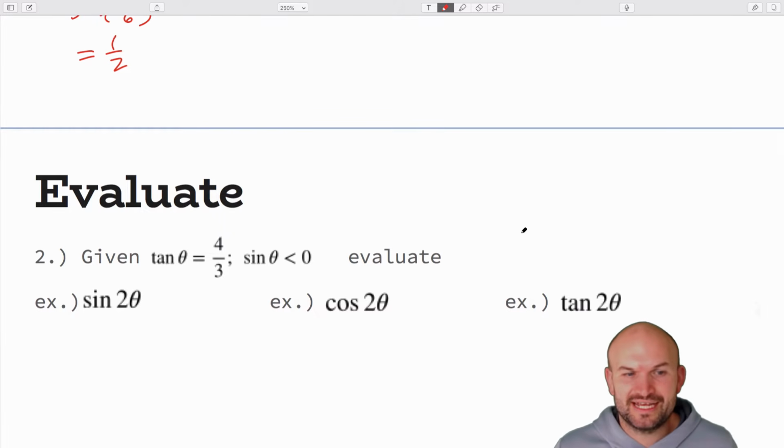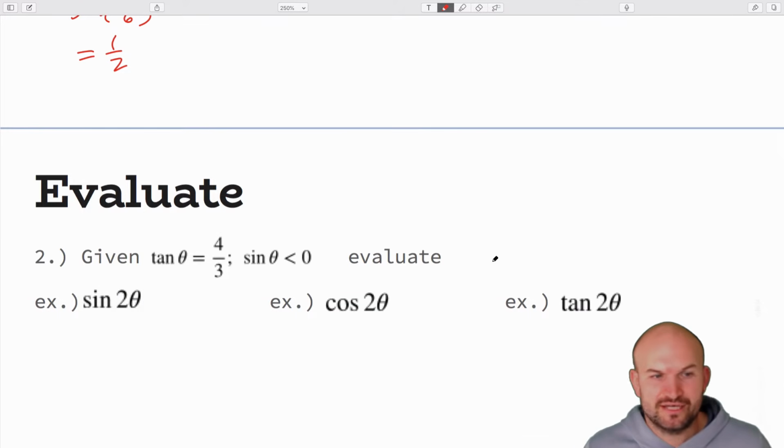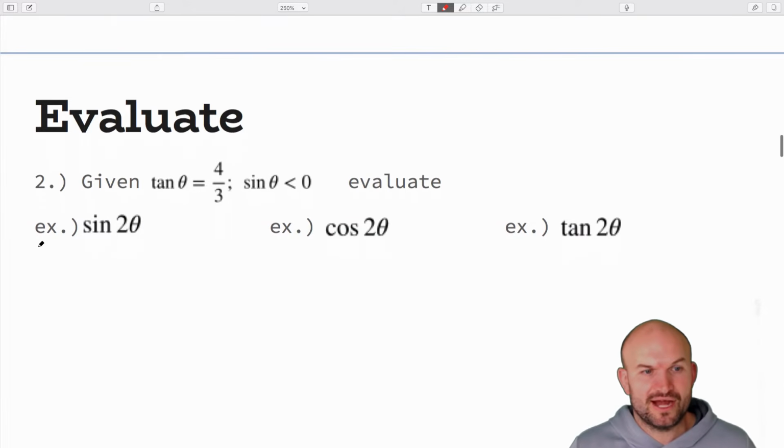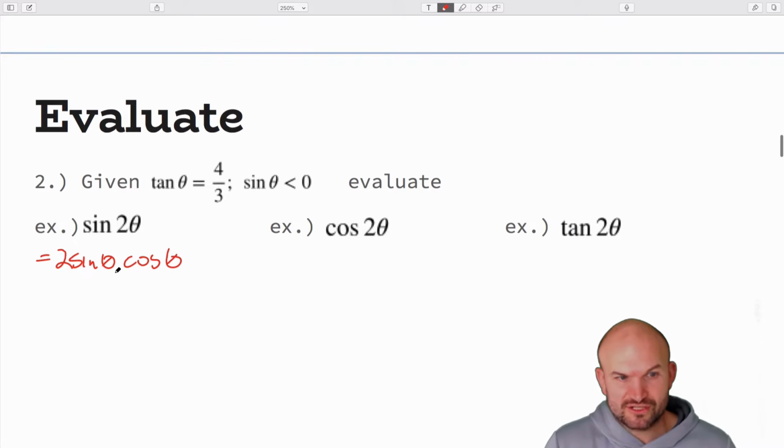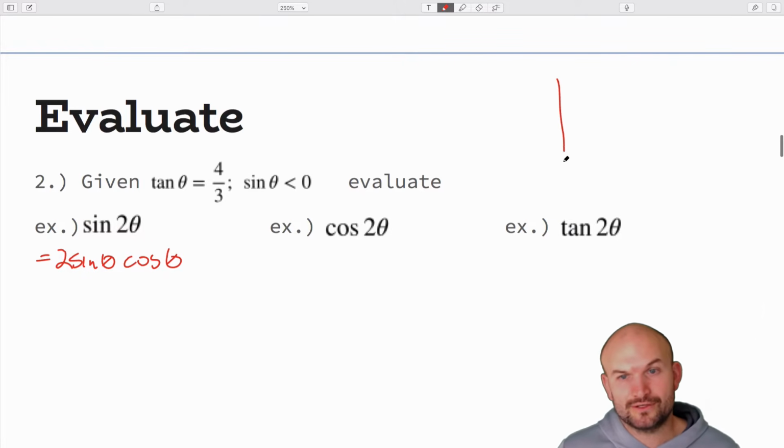So we have tangent of theta equals 4/3, right? If we look at the sine formula, we have 2 sine of theta, cosine of theta. So I need to figure out what this is equal to: 2 sine of theta, cosine of theta. Well, the only thing I'm aware of is tangent. So I need to figure out what sine and cosine are of theta. That means I need to draw the triangle.